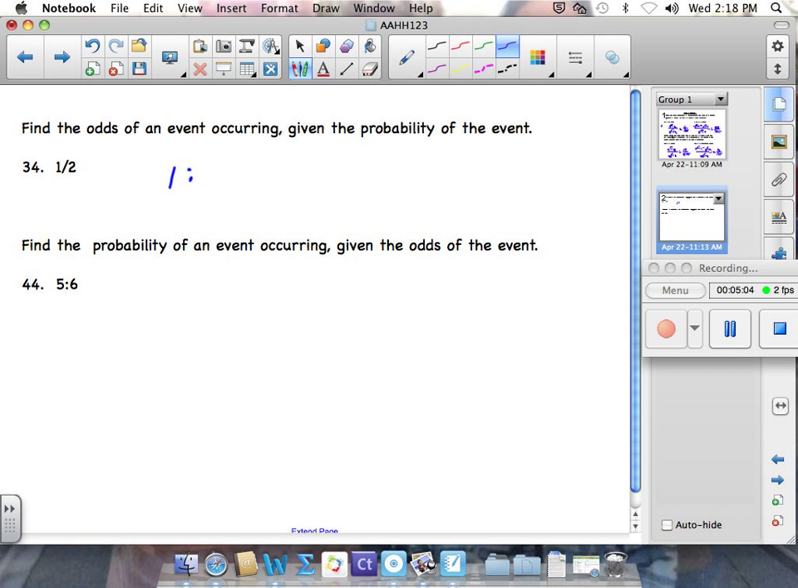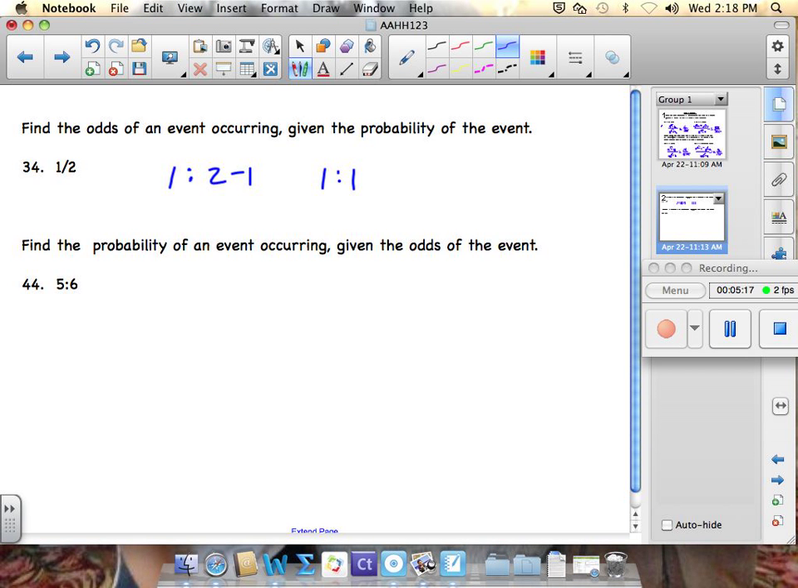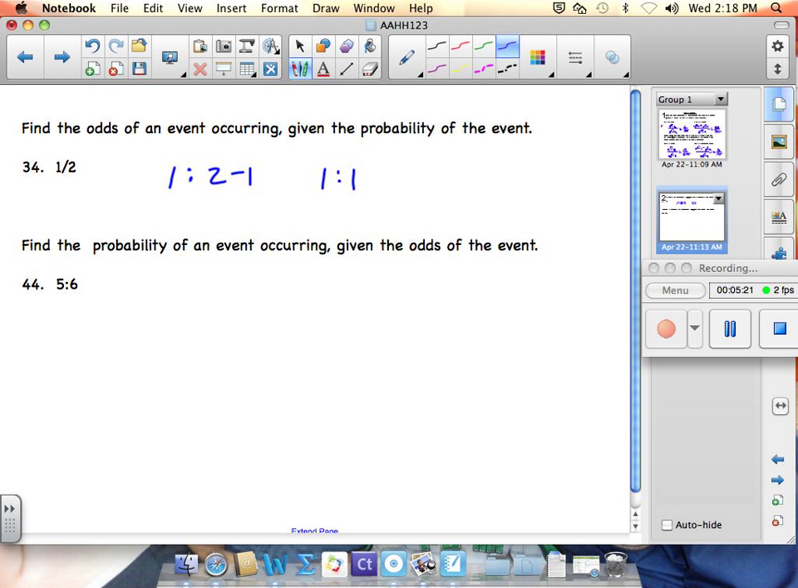Well, 2 represents the successes and the failures. So we're comparing it with 2 minus 1, or 1 to 1. 1 chance of it being successful versus 1 chance of it not being successful. That's where the 2 came from. So when I write it as an odd, it's 1 to 1.